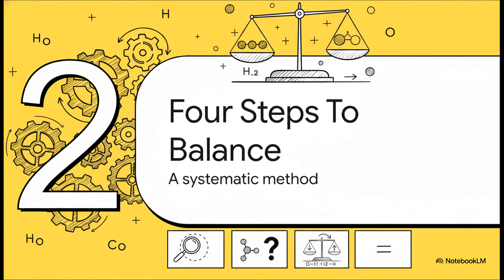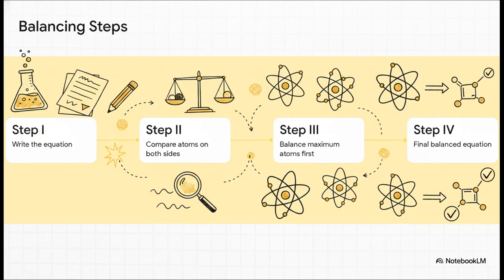Moving right along to Section 2, the 4 steps to balance an equation. We're going to use a highly effective trial and error method to solve an unbalanced equation. Here is your high-level roadmap. Step 1 is simply to write down the chemical equation from the word equation. Step 2 is where we put on our detective hats and compare the number of atoms on both sides. Step 3 is the heavy lifting. We balance the compound with the maximum atoms first. And finally, Step 4 is writing down the final balanced equation. To see this in action, we are going to balance the reaction between sodium hydroxide and sulfuric acid. Let's see how this builds up.